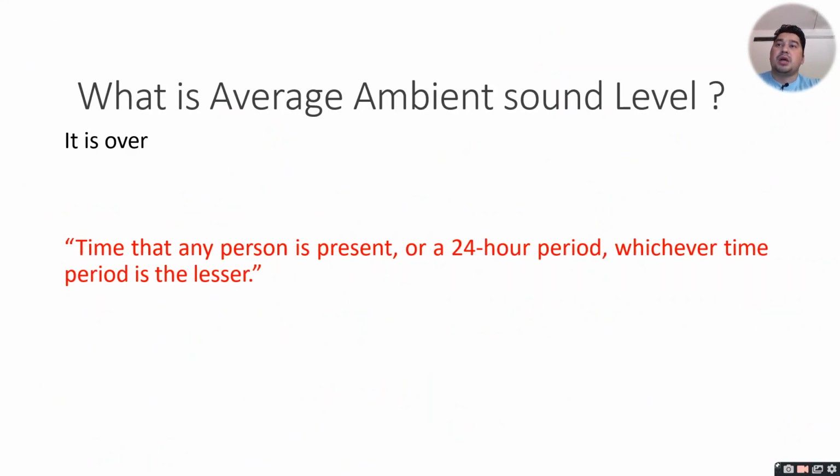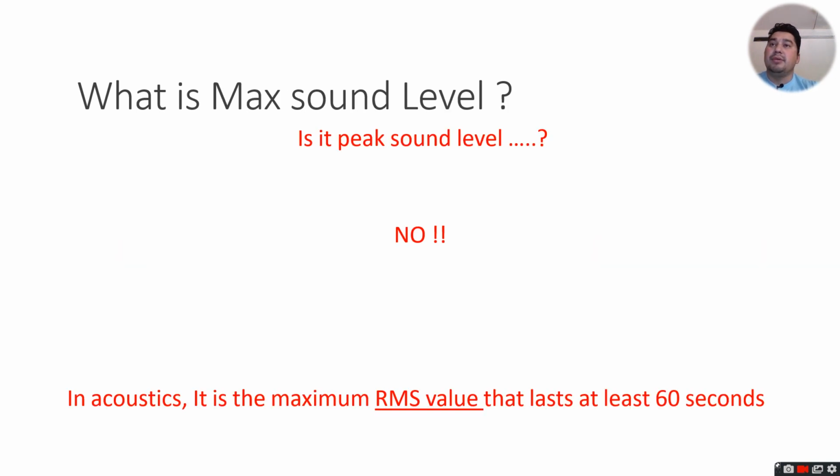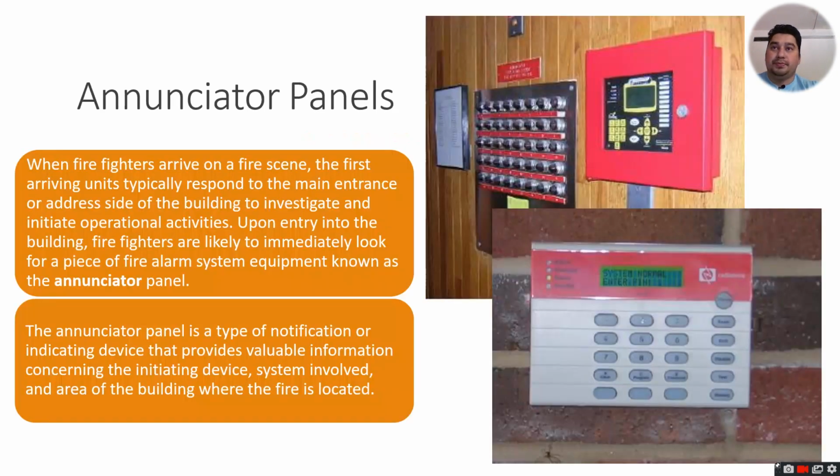What is the average ambient sound level? It is the sound level over the time that any person is present or a 24-hour period, whichever time period is the lesser. That is the average ambient sound level. What is the maximum sound level? Is it the peak sound level? No, it is not the peak sound level. In acoustics, it is the maximum RMS value that lasts at least 60 seconds. So the maximum sound level should last for 1 minute.